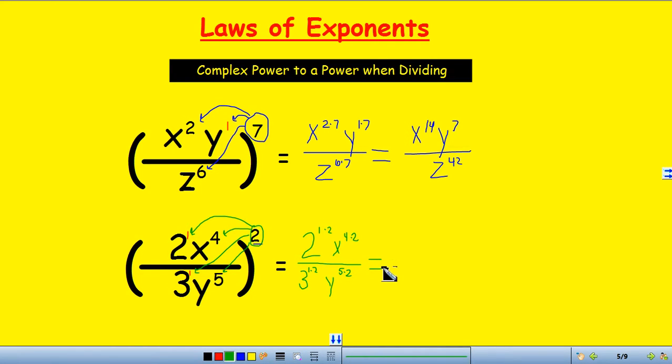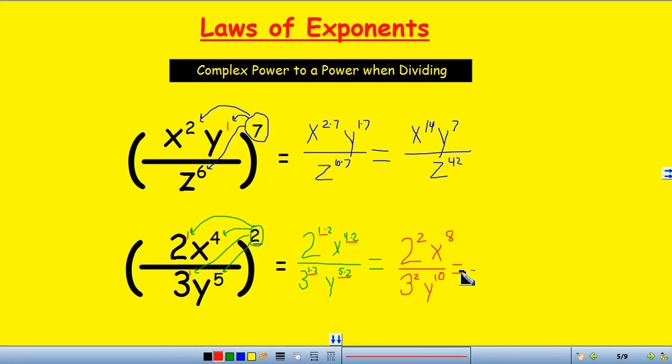So if we were to simplify this, then we would get 2 raised to the power of 1 times 2, which is 2, times x raised to the power of 4 times 2, which is 8, over 3 raised to the power of 1 times 2, which is 2, and y raised to the power of 5 times 2, which is 10.